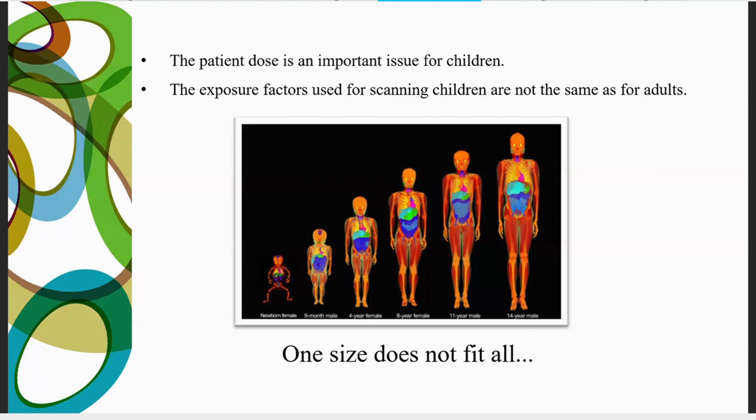The exposure factors used for scanning children are not the same as those used for adult patients. This image represents that one size does not fit all patients. For example, a t-shirt worn by an adult does not fit a pediatric patient. It's the same criteria. The dose you give an adult patient does not fit a pediatric patient. So you should always use the pediatric protocol for imaging according to the pediatric weight and body build, etc.